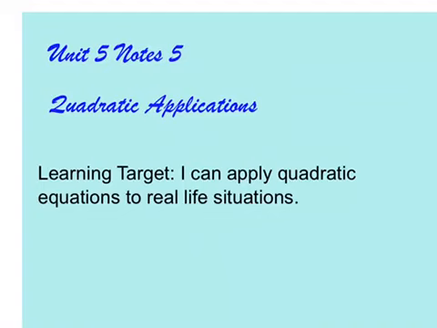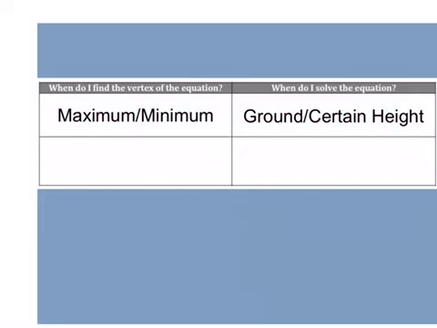We're going to go ahead and look at quadratic applications. So we're going to put together everything that we've talked about and solve some word problems here. There's two different types of word problems that we're going to look at. We're going to look at word problems that ask for the maximum or the minimum. When I ask you to find the maximum or the minimum, remember that's just another word for the vertex. So I'm actually asking you to find the vertex.